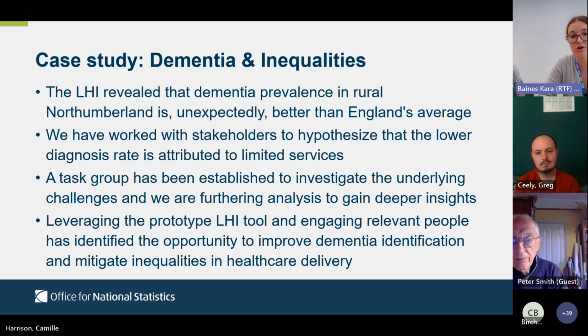And internally, we're also looking deeper into the data. There's something called a 4-ACT test, which is a test of cognitive ability. We've got that data internally as the trust, so we're going to look for demographic patterns within that data. Hopefully that demonstrates the value of where the local health index tool is being used, and through engaging the right people, the right stakeholders, we have hopefully identified an opportunity to improve the dementia identification within our delivery of service as a trust. Next slide, please.